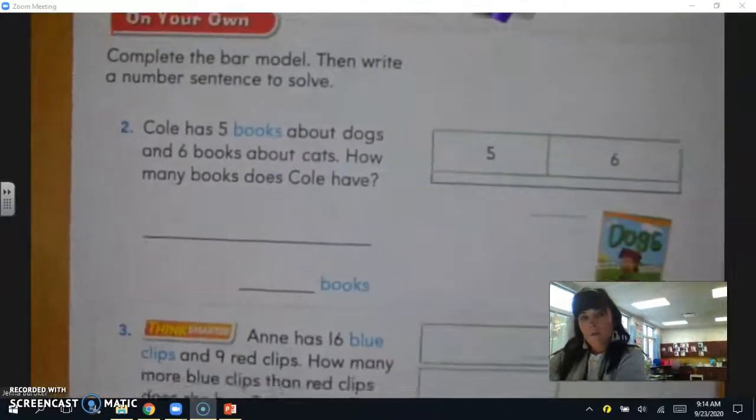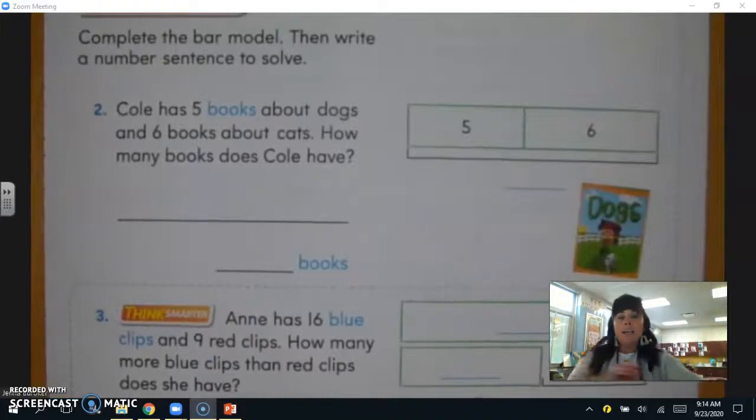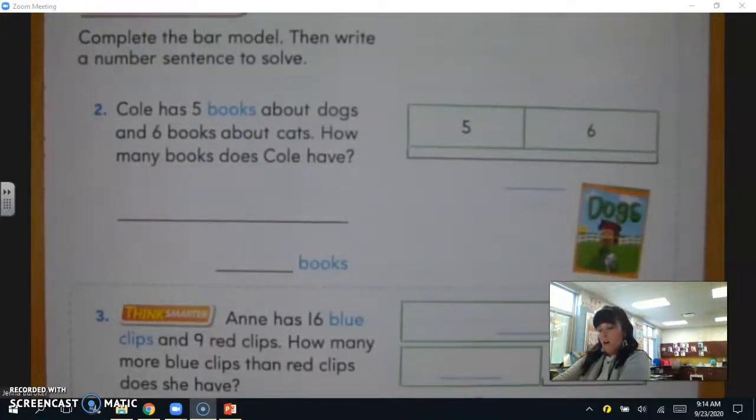Number 2. All right, again, it's the same thing. It says complete the bar model, then write a number sentence to solve. All right, let's read the problem. Number 2. Cole has 5 books about dogs and 6 books about cats. How many books does Cole have? Let's read that one more time. Cole has 5 books about dogs and 6 books about cats. How many books does Cole have?